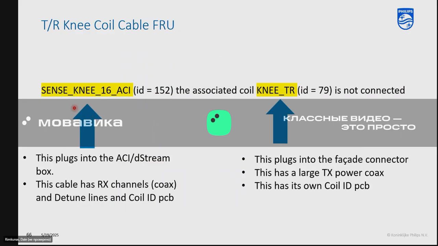This is how the system views the transmit receive coil in the system. It sees it as 2 different coils. The sense knee coil, this is the identity of the coil. This is the one that plugs into the ACI box. This has the coil ID PCB inside of it. And if you fail IQT, or if you have any coil ID issues with the coil, you investigate this cable.